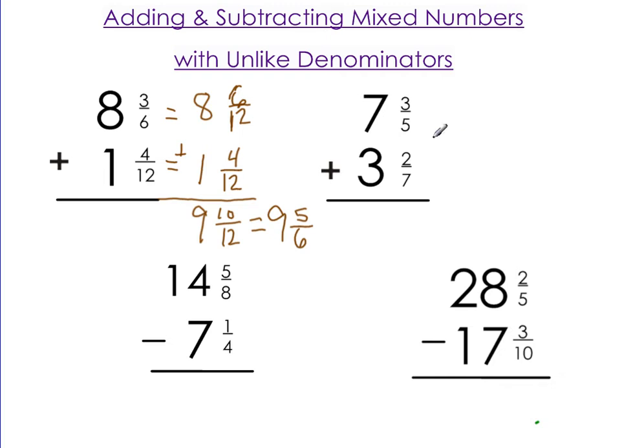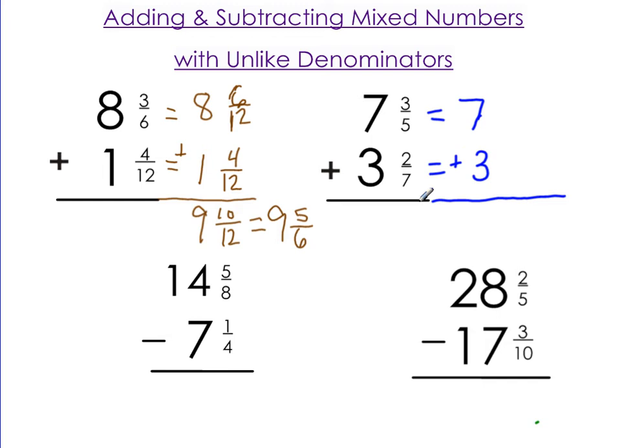Now let's go ahead and do this next one. Remember to put equal signs. Bring the whole numbers over. Extend the vinculum. Remember, we're always staying in the same column we're working in. We have 5 and 7. Now I need to figure out the least common multiple that both of them share.